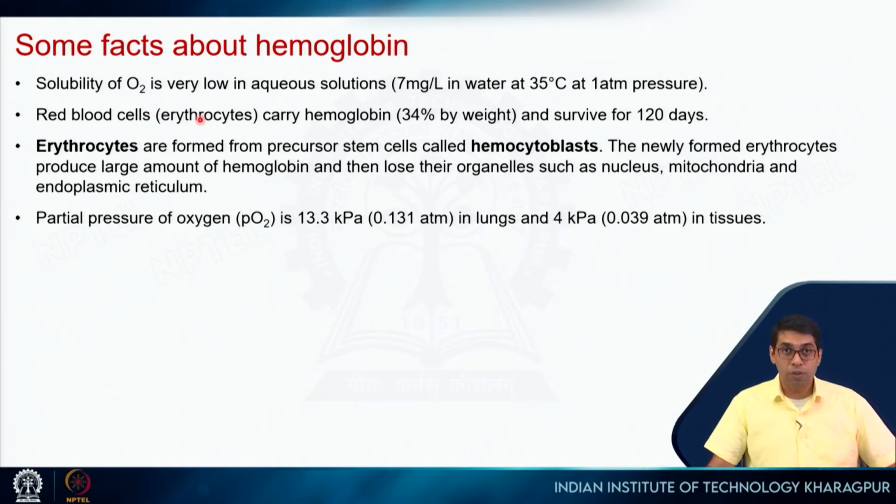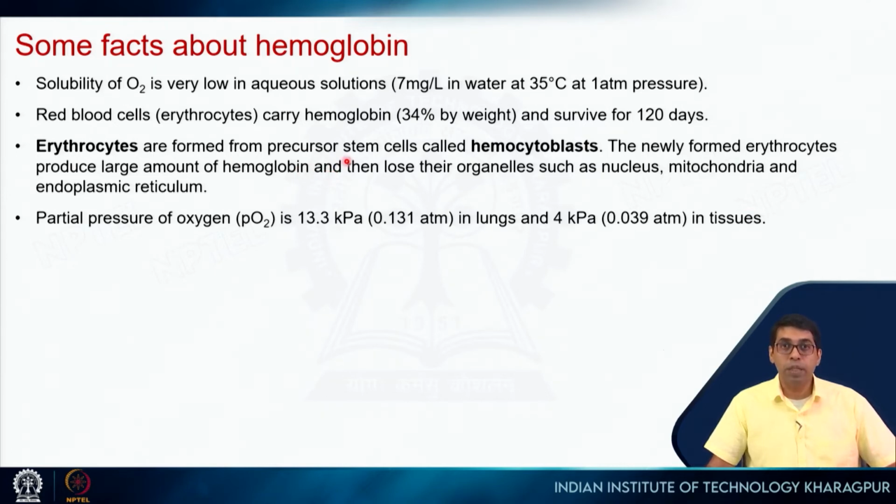Red blood cells, which are also called erythrocytes, carry hemoglobin in such a way that one-third of the weight of these cells actually comes from hemoglobin. They are tightly packed with hemoglobin, and these cells survive roughly for 4 months, 120 days. Erythrocytes are very interesting cells. We will discuss cells in more detail in next week's lecture, but I just wanted to point out a few interesting facts about these red blood cells.